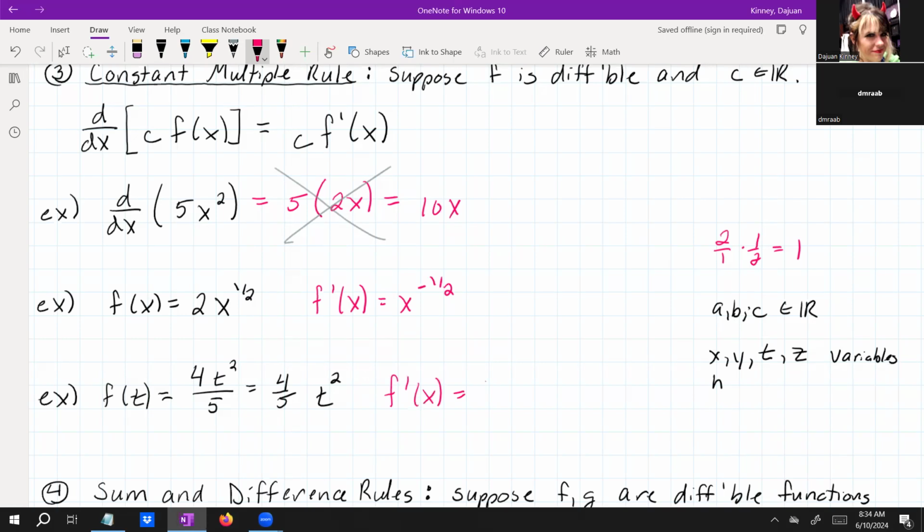All right, I'll add an extra step. 2 over 1 times 4 over 5. 2 minus 1 is 1, which gives me 8/5 t. My final answer.